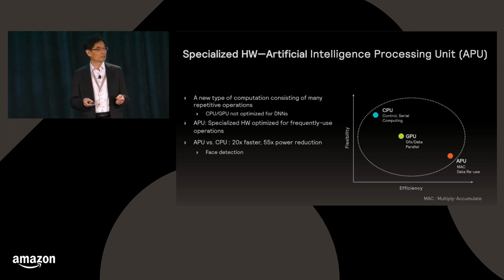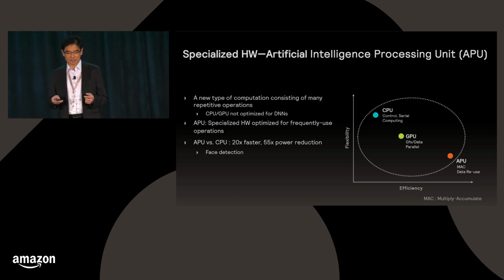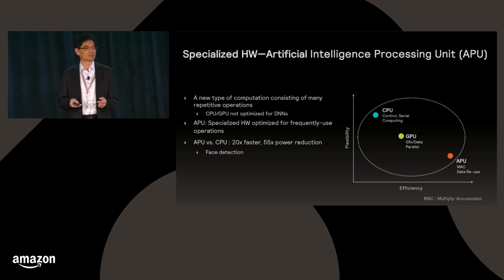In P90, we design a specialized hardware that optimizes for the frequently used operations, so that in our result, taking the face detection algorithm as an example, comparing the APU versus CPU, the speed can be improved by 20 times, while the power is reduced by 55 times.